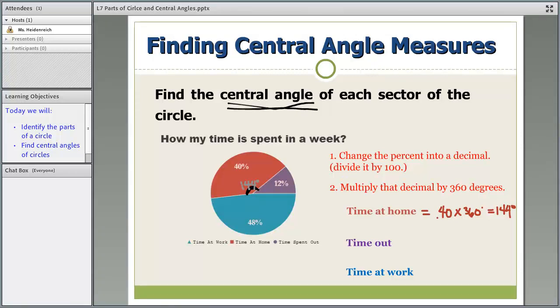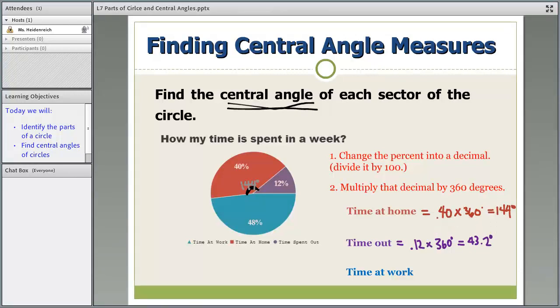Okay, now let's try the time out. Time out is 12%. Well, as a decimal, 12% is 0.12. I'm going to multiply it by 360 degrees because that's how many degrees are in the whole circle. And double check my math with your calculator or on your own paper, but we should be getting 43.2 degrees.